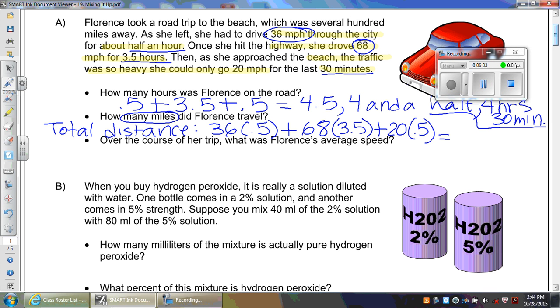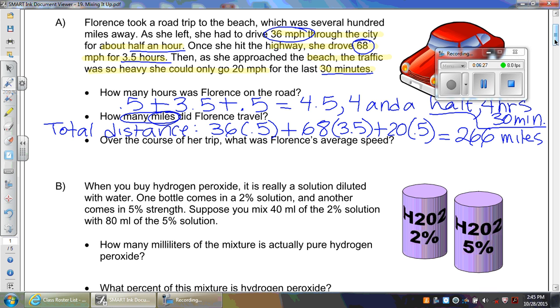Laisha, tell me what you got. 266. 266. What will be our units here? Oh, well, it's in the question, right? The total distance. So 266 miles. All right, very good.